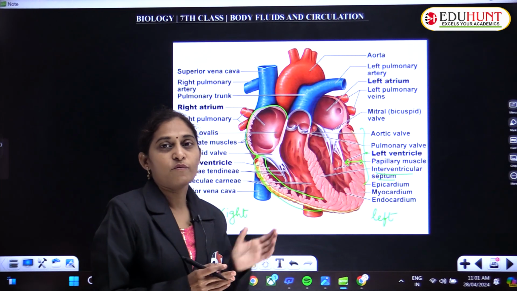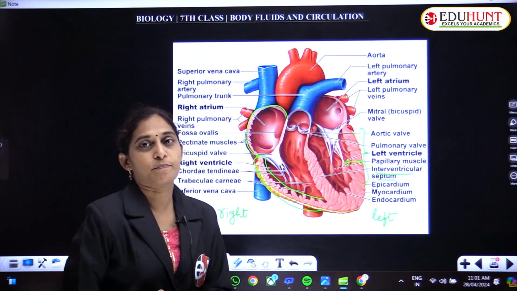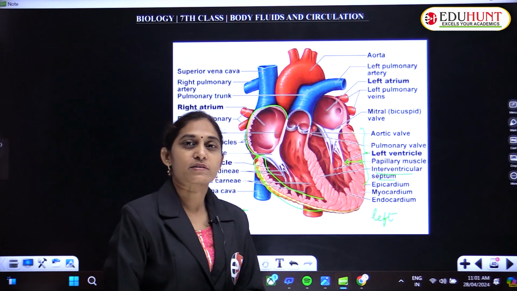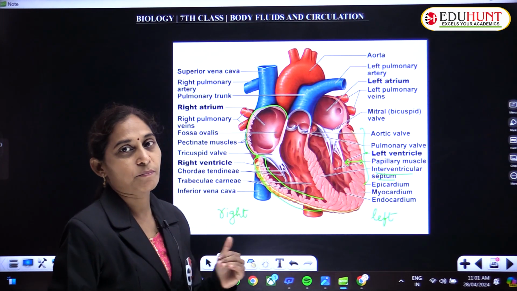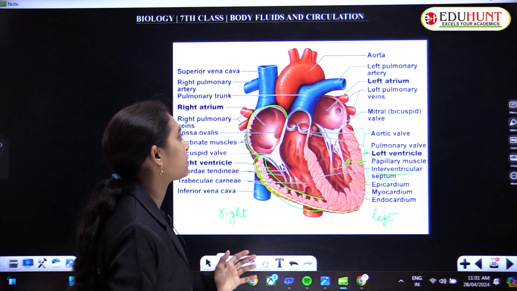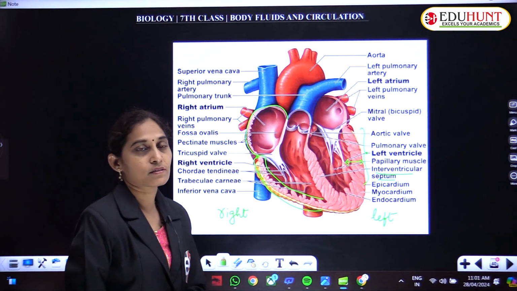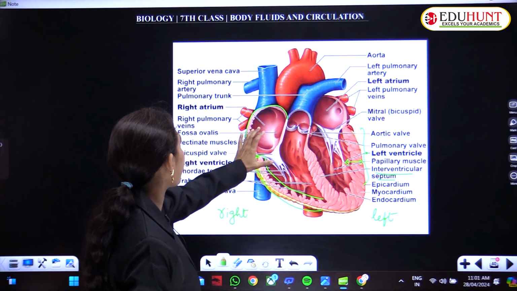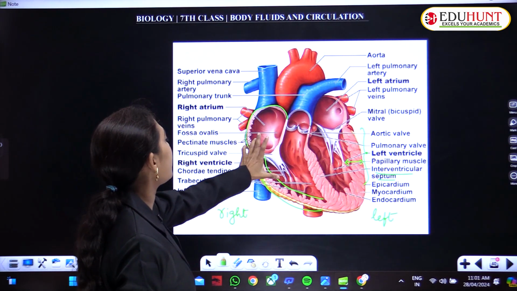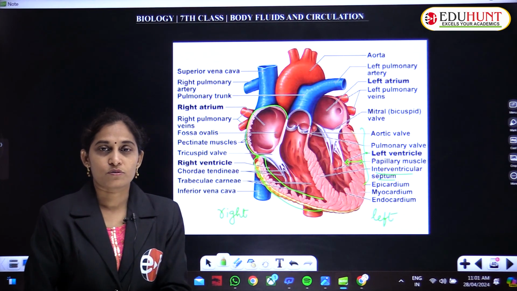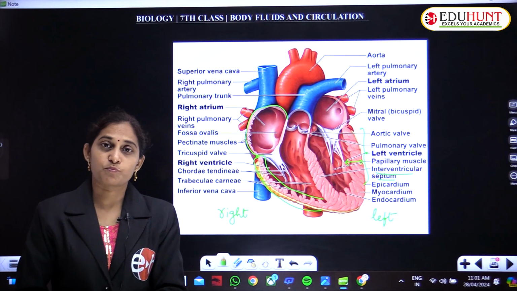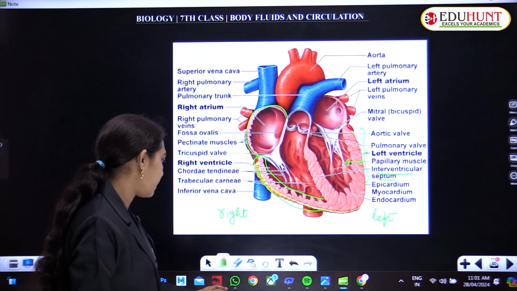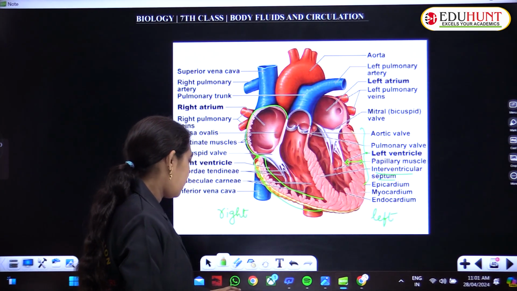Interventricular septum means the septum that separates the ventricles. So interauricular septum and interventricular septum are the two septa. They separate the auricles and also the ventricles. And there is also a separation between the auricle and the ventricle. So there are various valves, specific valves between these auricles and ventricles. Let's see a video. Let's watch this.